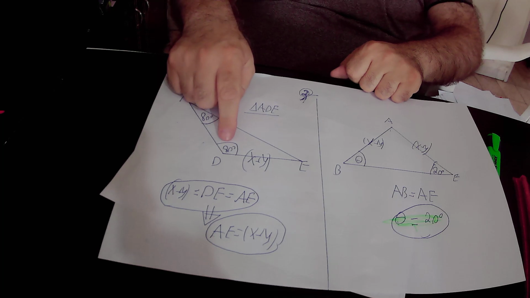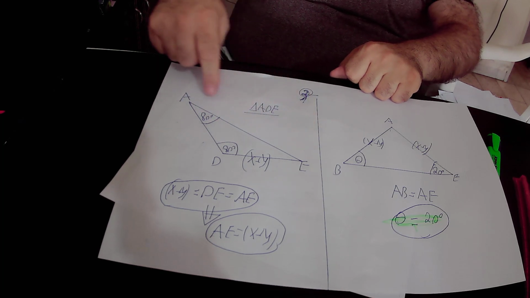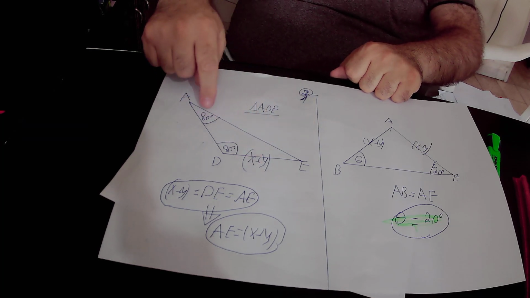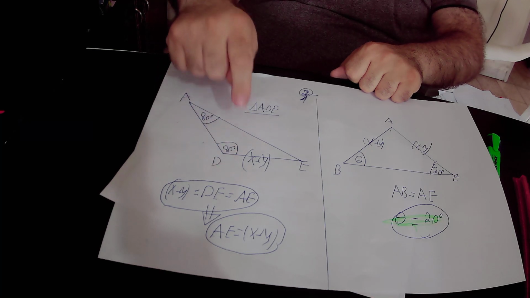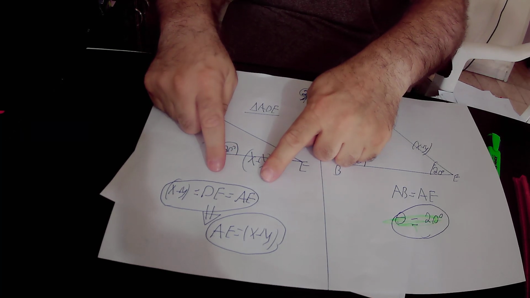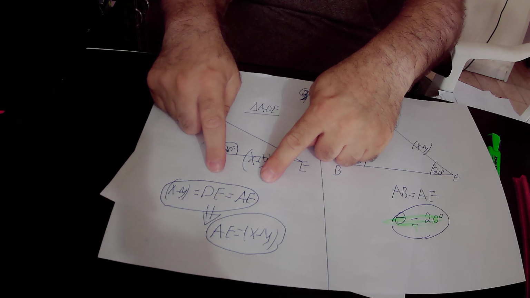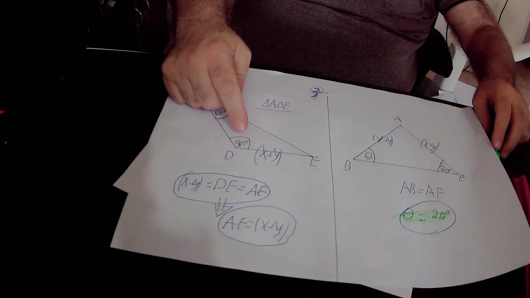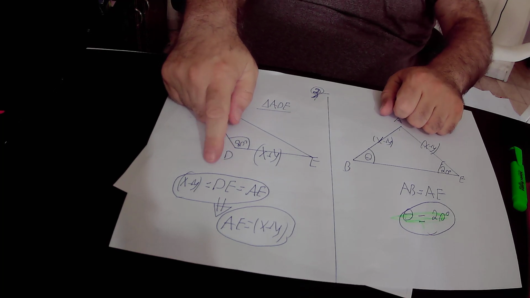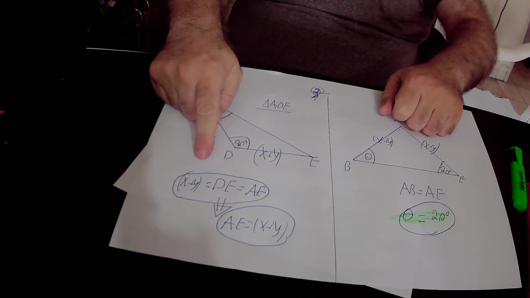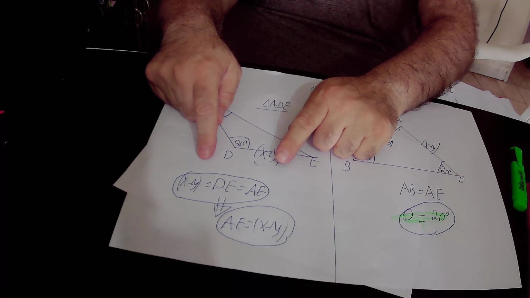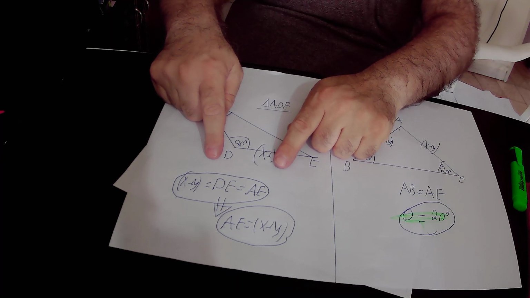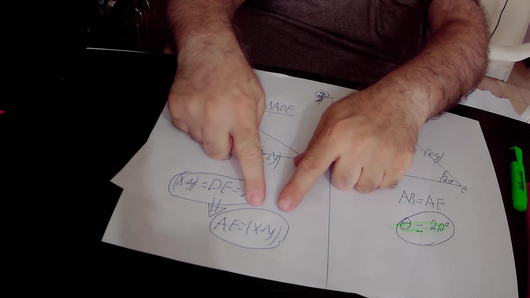So in front of this angle, we have side AE. In front of this angle, we have side DE. And those two sides must be equal to each other. That is to say, DE must be equal to AE. Why? Because those two sides are located in front of equal angles. But we have already found out that DE equals X plus Y. So we can write here that DE equals X plus Y. And from this equation, X plus Y equals DE equals AE, we derive that AE is also equal to X plus Y.